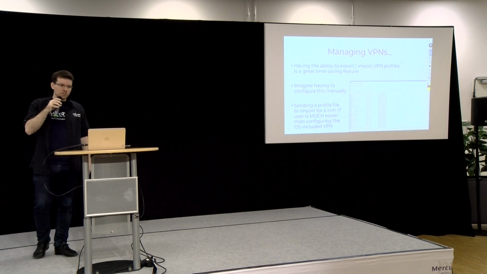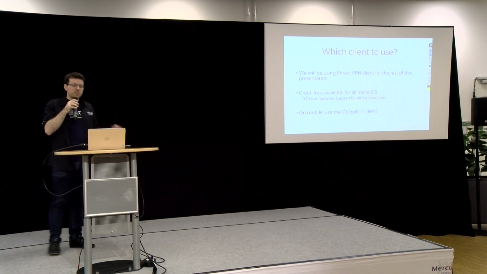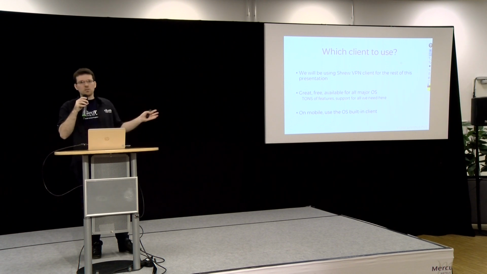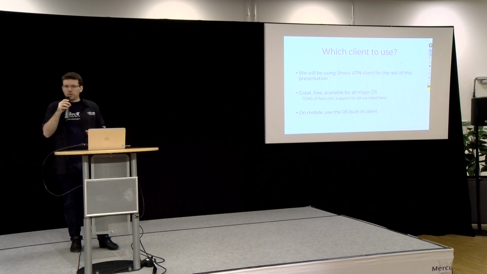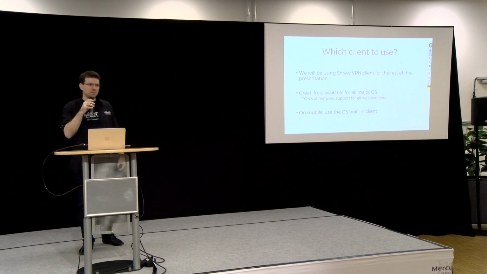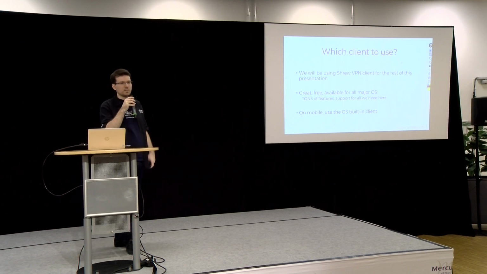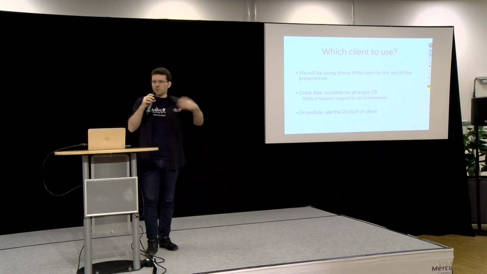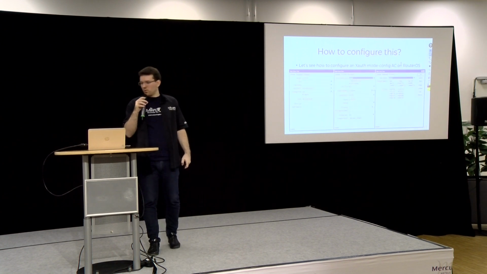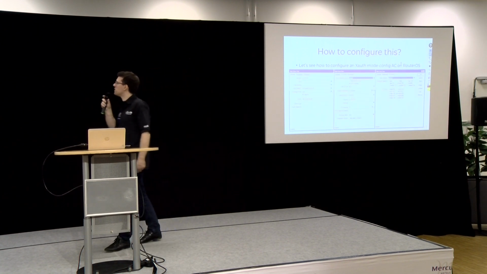All right. So for the rest of this presentation, we'll be using the Shrew VPN client. Again, as I mentioned, tons of features available for all major operating systems, free. On mobile, you can use the default built-in XAuth mod config clients. At this point we only have really 2 mobile operating systems. So iOS and Android have a built-in XAuth mod config client that works with route pushing, that works with DNS pushing, and everything else just works in it. So how do we configure this? Let's move to the actual configuration.